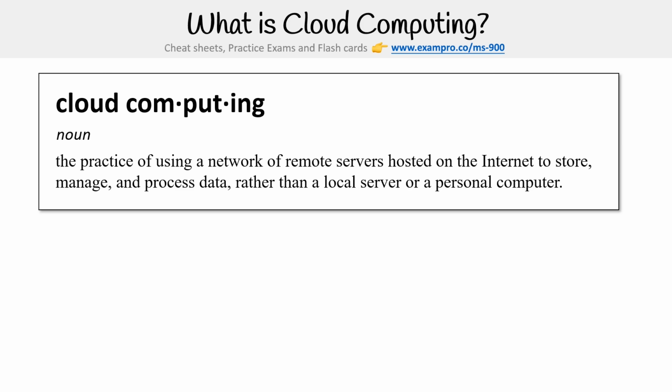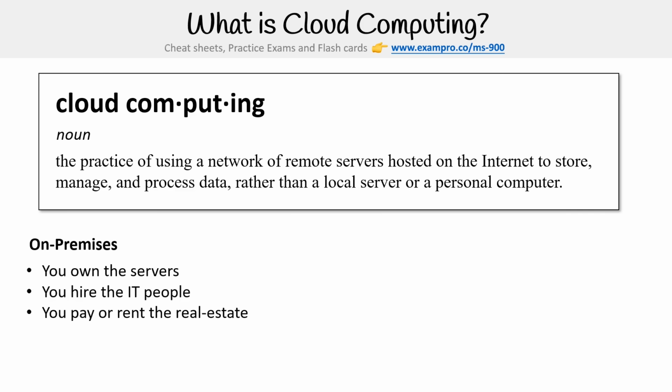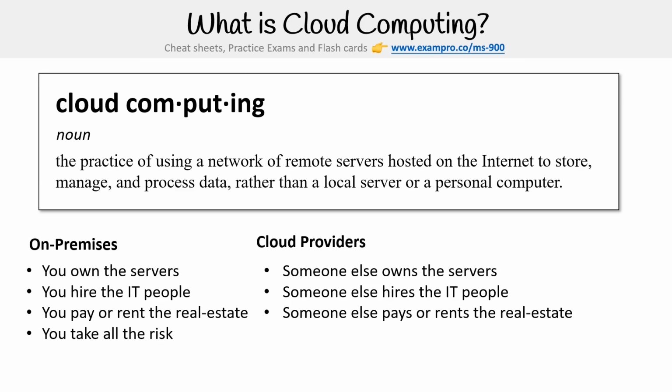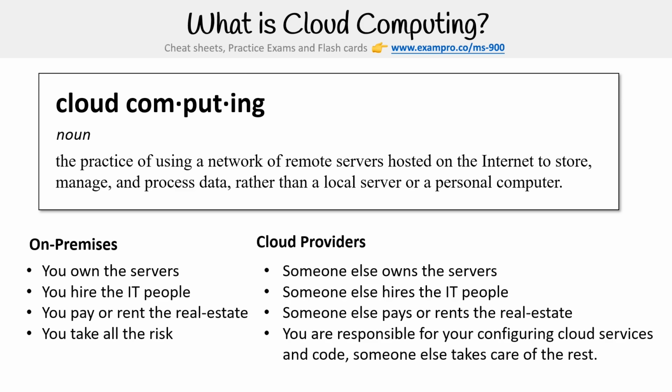So when we're talking about local, we describe this as being on-premise, so being your own office or your own data center, and this is where you own the servers, you hire the IT people, you pay the rent or the real estate, you take all the risk. Whereas with a cloud provider, if you're utilizing them, it's someone else who owns the servers, someone else who hires the IT people, someone else who pays or rents the real estate, and you are only left with being responsible for configuring your cloud services and code, and someone else takes care of the rest.